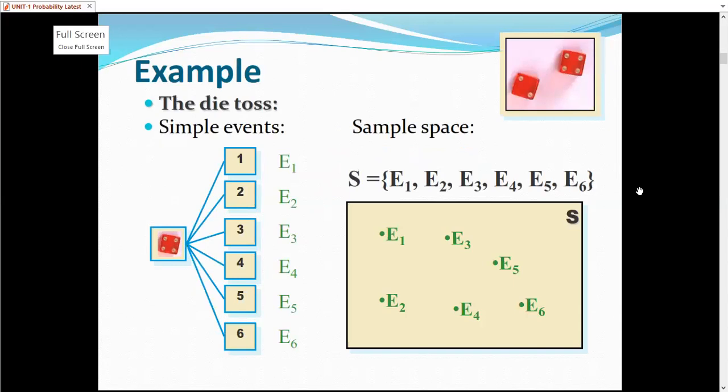Let's see one of the examples. Here a die is tossed. So one die is tossed, and that gives a simple event. Here you will get the events E1, E2, E3, so on so forth, E6. The total sample space is defined as S equal to E1, E2, E3, E4, E5, and E6. And we can represent this in a Venn diagram with a sample space S with all the simple events.